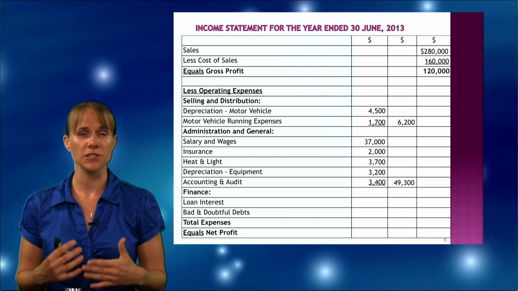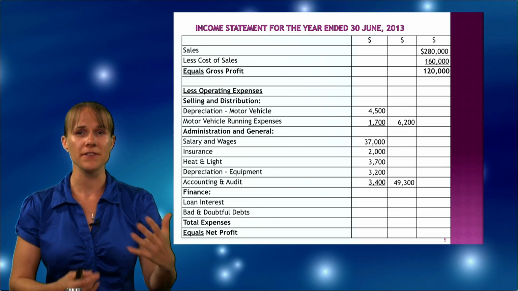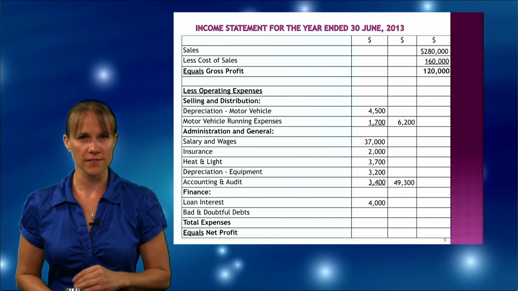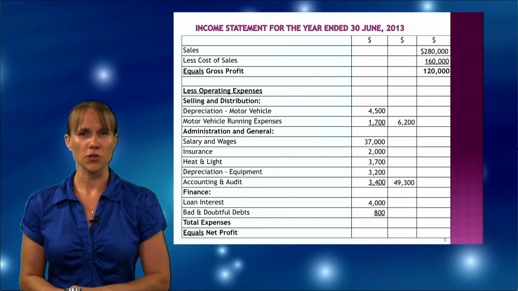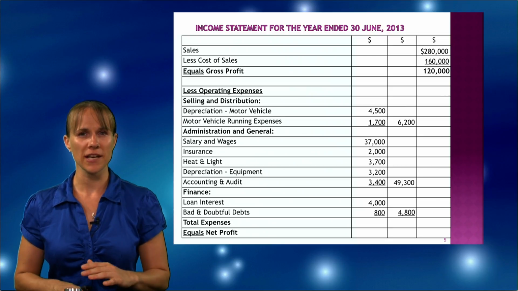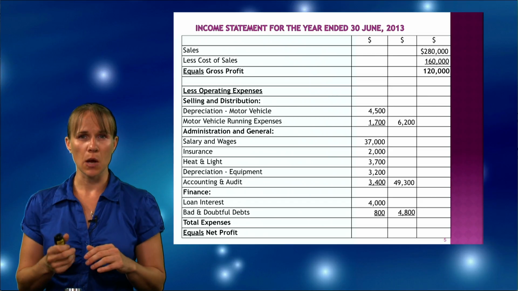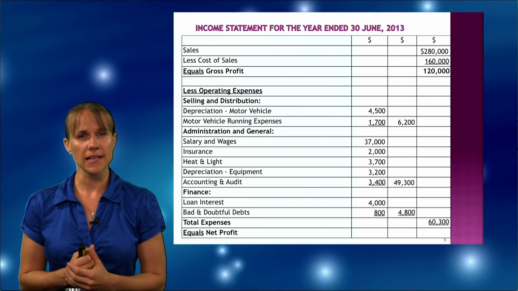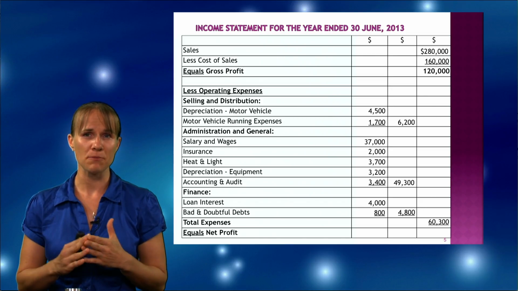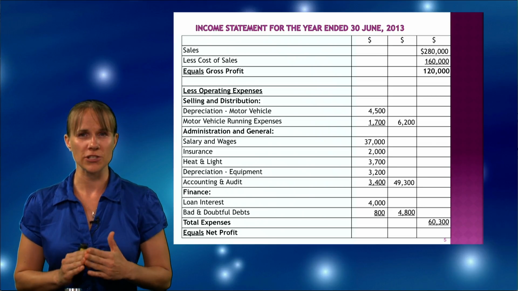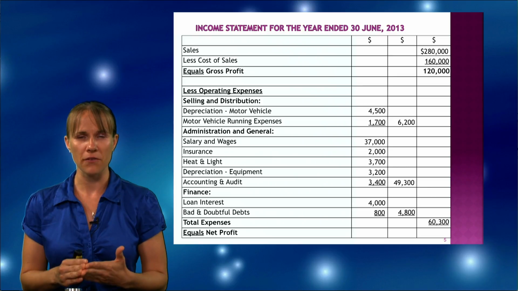And then lastly, we have our finance expenses, our finance category. So here we list those expenses that relate to the finance function. So loan interest, $4,000. And then we have bad and doubtful debts of $800. We subtotal $4,800. So our total expenses comes to $60,300. And we get that by taking the total of selling and distribution, we add that to administration and general, and we add that to our finance.